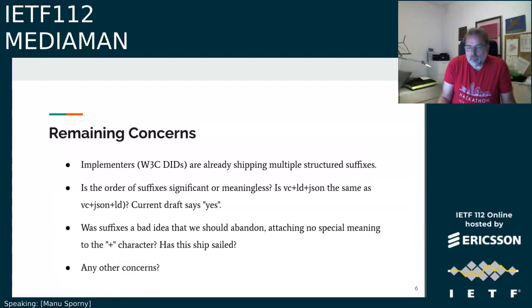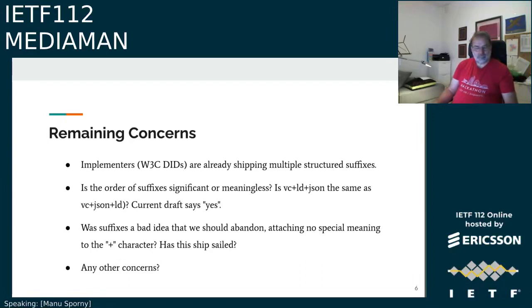Harold asked the question on the mailing list, is the order of the suffixes significant or meaningless, such that, for example, VC plus LD plus JSON, is that the same thing as VC plus JSON plus LD? The current draft says the order has meaning. So there's a very specific way you're supposed to interpret it. The draft establishes that you can't just mix and match suffixes. They probably need to come in a certain order.